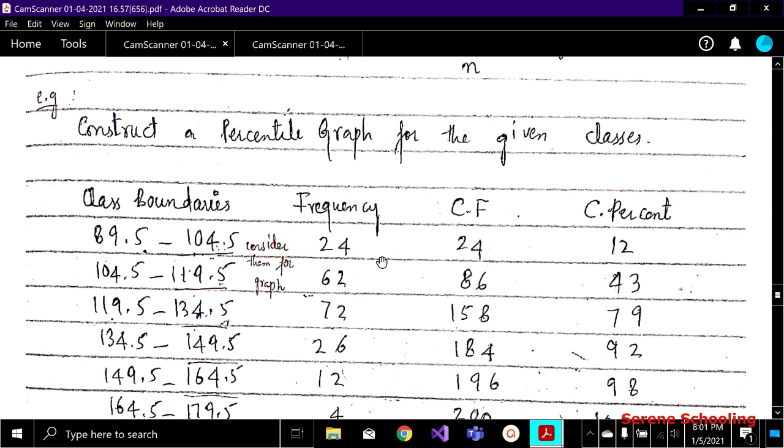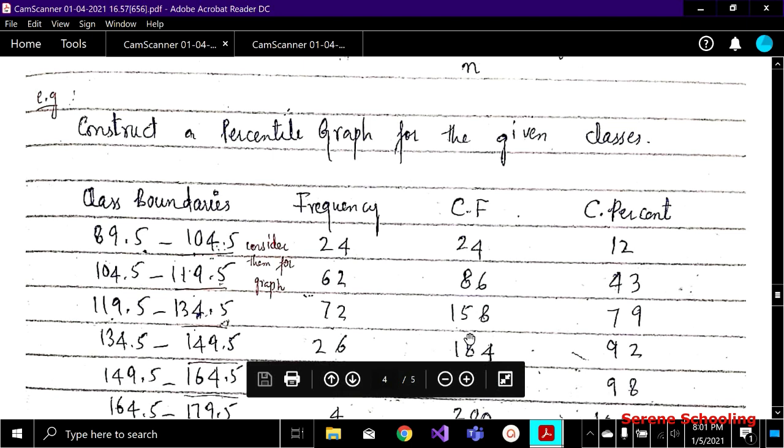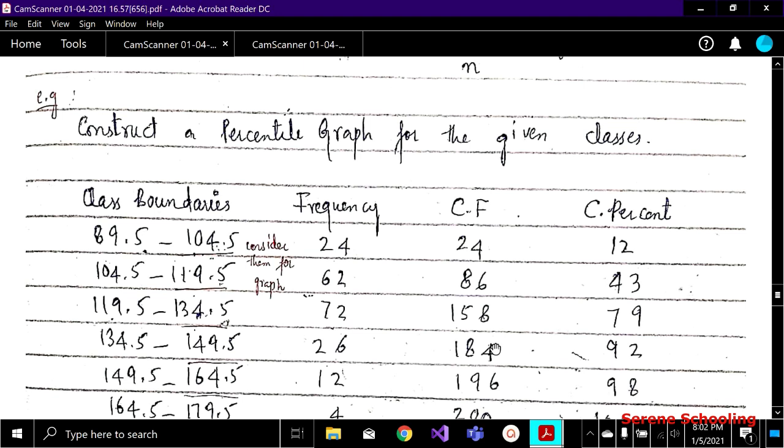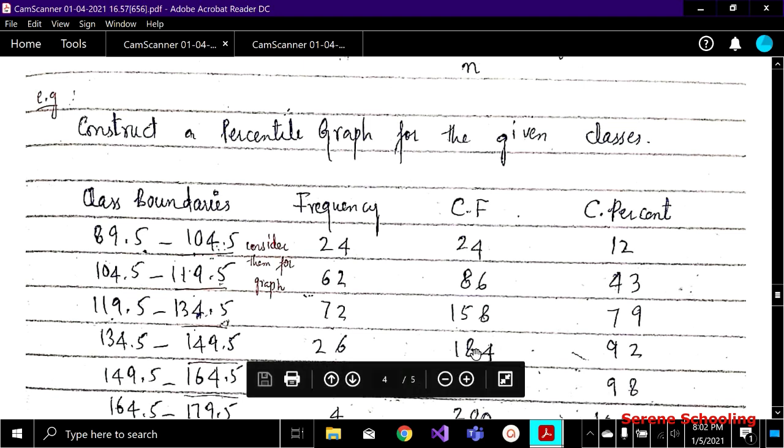Like here there is no previous frequency, so it is the cumulative frequency itself, but in the second class, the 62 plus the preceding class 24 gives us 86. Now 86 plus 72 is 158. 158 plus 26 is 184. That is the sum of all these previous frequencies. Okay, so that's how it works.